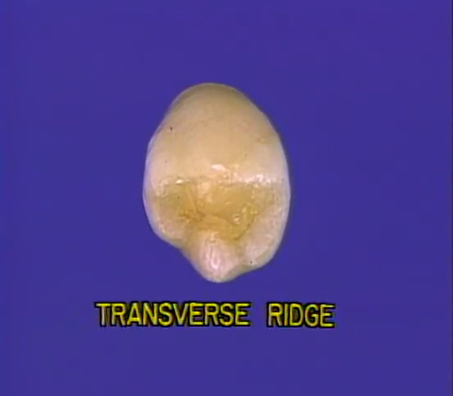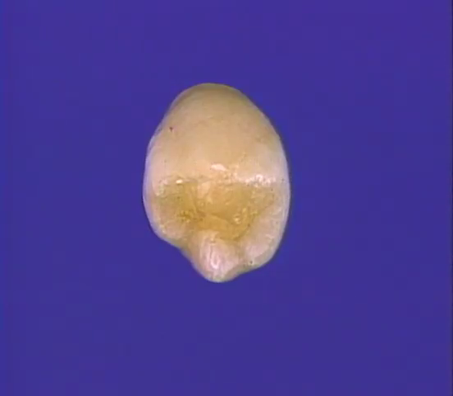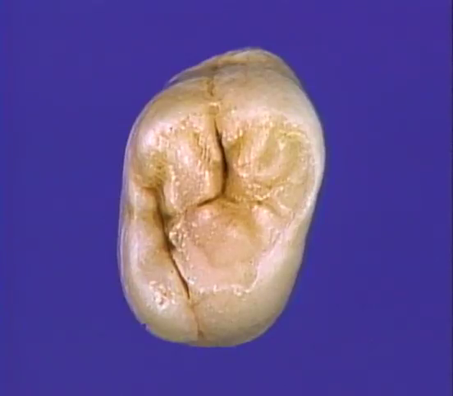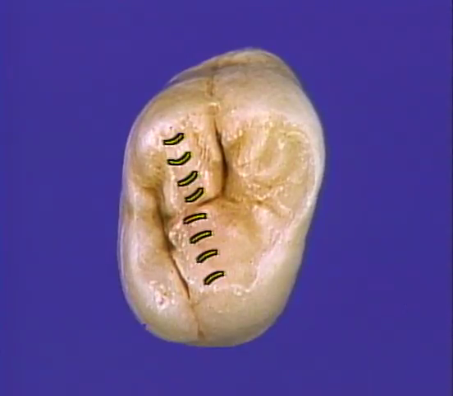Transverse ridge. A transverse ridge is a combination of two triangular ridges which transversely cross an occlusal surface to merge with each other. A transverse ridge is simply a union of two triangular ridges which is uninterrupted. Oblique ridge. An oblique ridge is a special type of transverse ridge found on maxillary molars which runs obliquely on the occlusal surface from the distal buccal to the mesiolingual cusps.